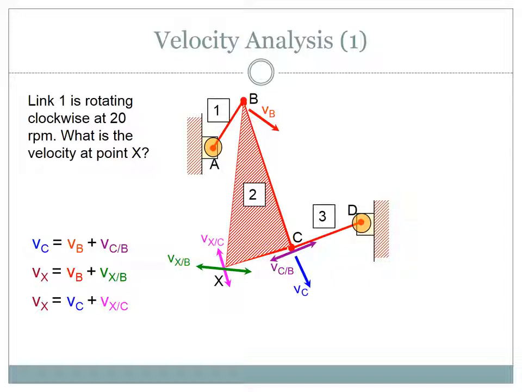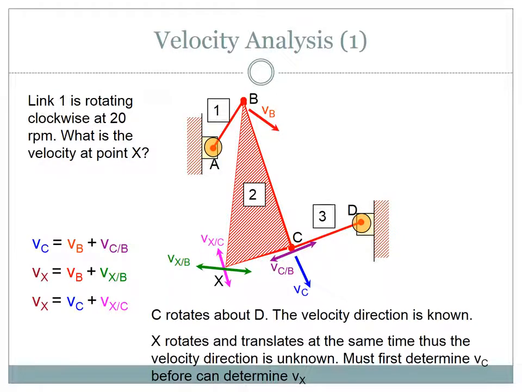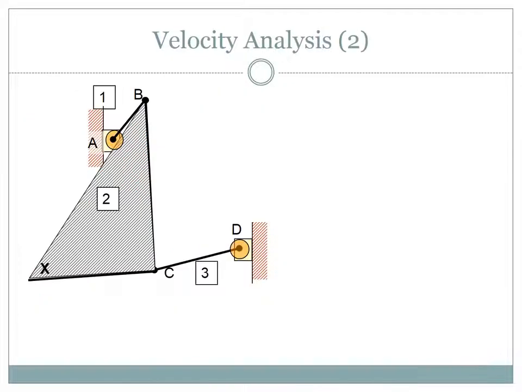Okay, Vxc is in this direction. Okay, Vxc. So we can find the relation here. C rotates about D, so the velocity direction is known. X rotates and translates at the same time, thus the velocity direction is unknown. So we must first determine BC before we can determine BX. So this is all relative now. So what will be the next step?